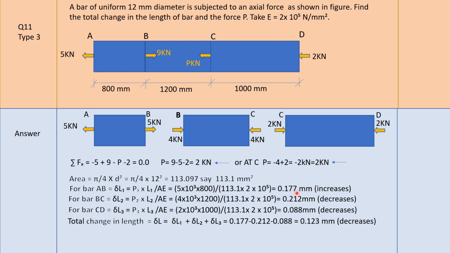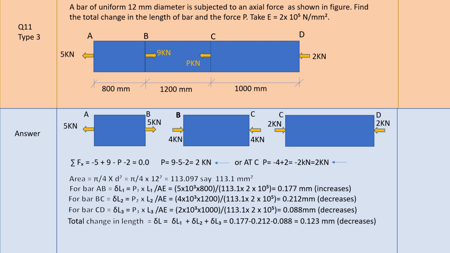Now delta L1 is increasing, so we will take it as plus 0.177. It is plus, so I am not writing anything here. Then delta L2 is decreasing, so minus 0.212. Delta L3 is again decreasing, so minus 0.088 is equal to, here you will get minus 0.123 mm, which means decreases.